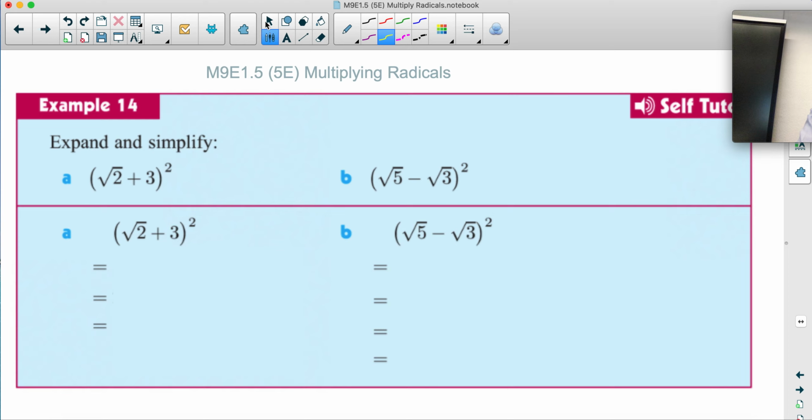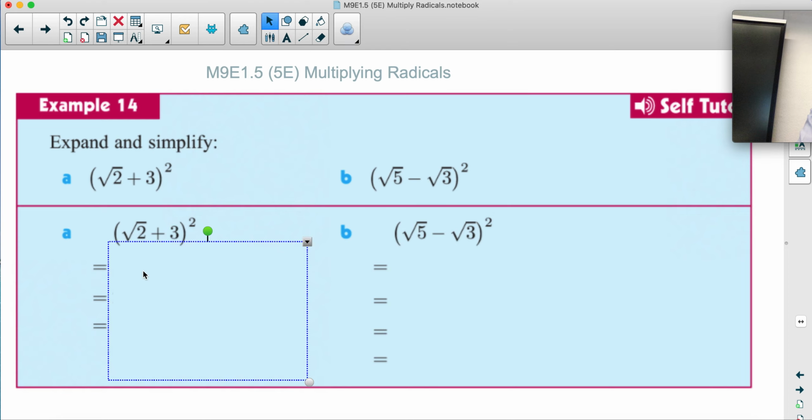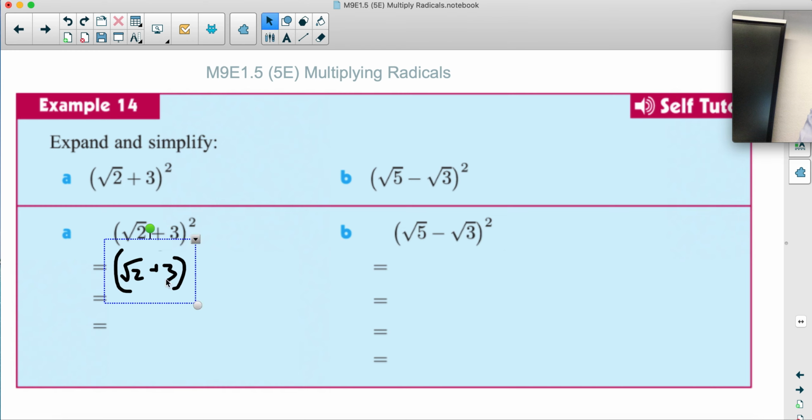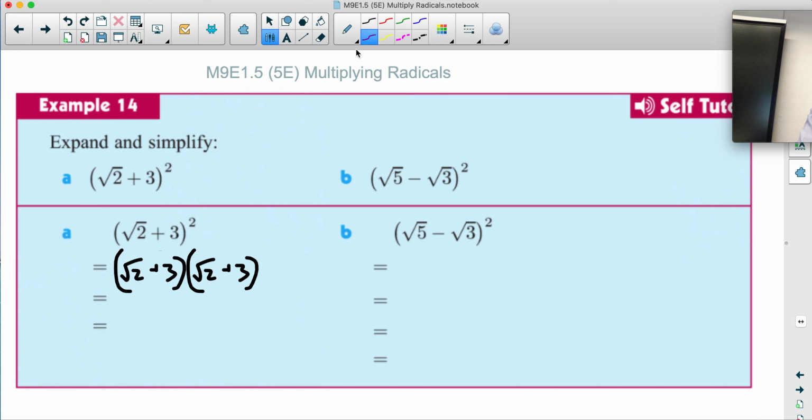Don't try it. But what you could do, squared means multiplied by itself. So, I don't like that they did that. I'd rather, so what you can do is call this root 2 plus 3 times its dang self. And now you can play that FOIL trick we've been playing before.